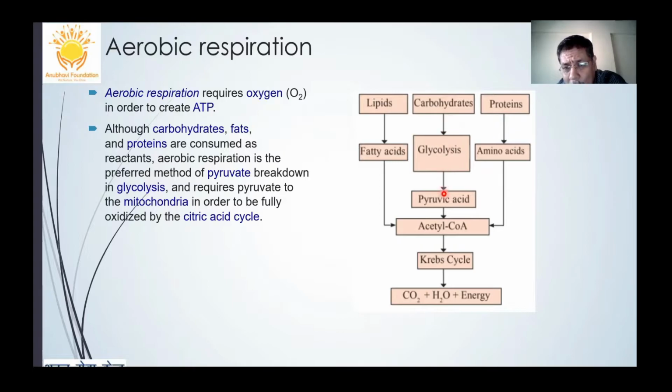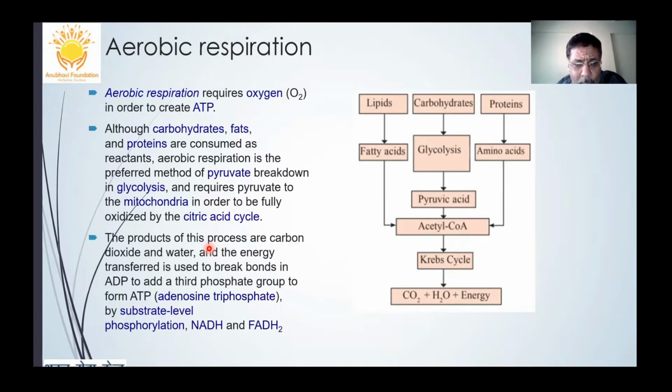So this is the preferred method. You can see that carbohydrates form pyruvic acid by glycolysis, which goes further. Okay, and pyruvate from glycolysis requires transport to the mitochondria in order to be fully oxidized by the citric acid cycle, or the Krebs cycle.